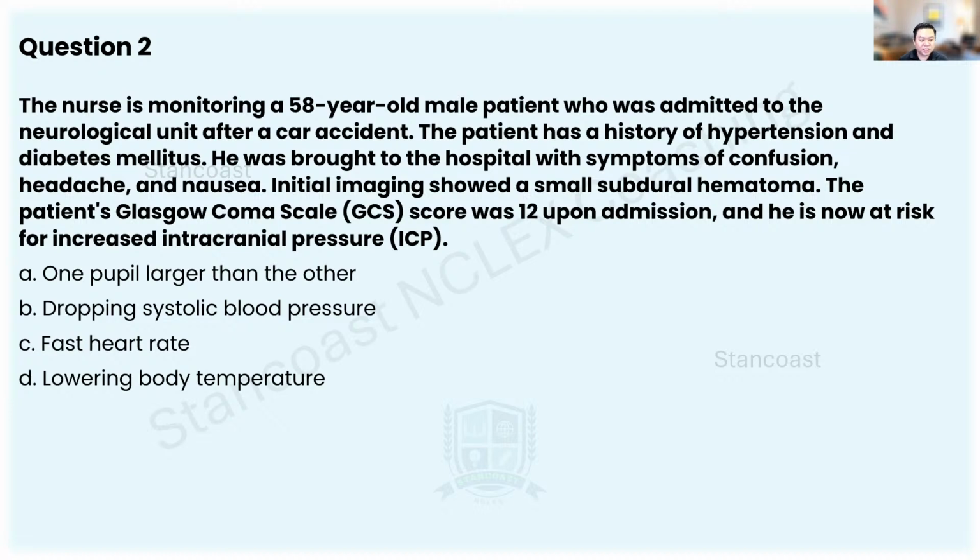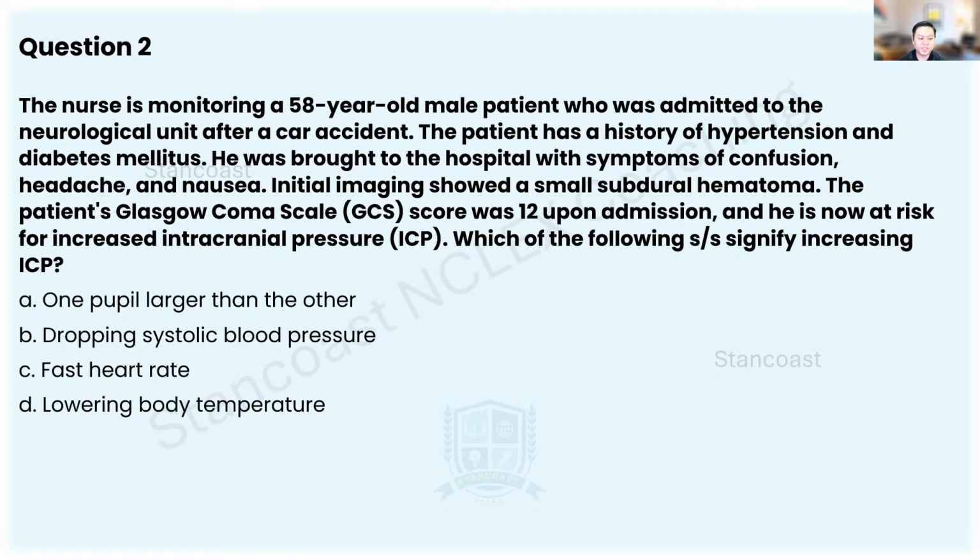Now, the question here is, actually, I omitted the question. The question here would be, which of the following options would signify increased ICP? Let me just type that in real quick. We are on page 1217. So you're going to select here the option that will signify increasing ICP. All right, so that's the entirety of the question.